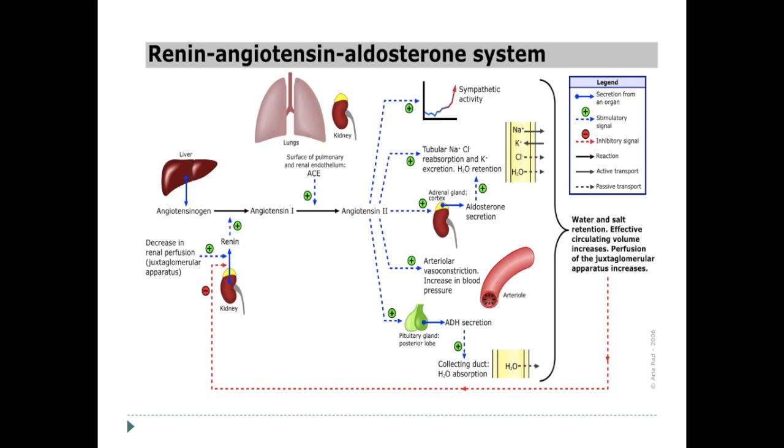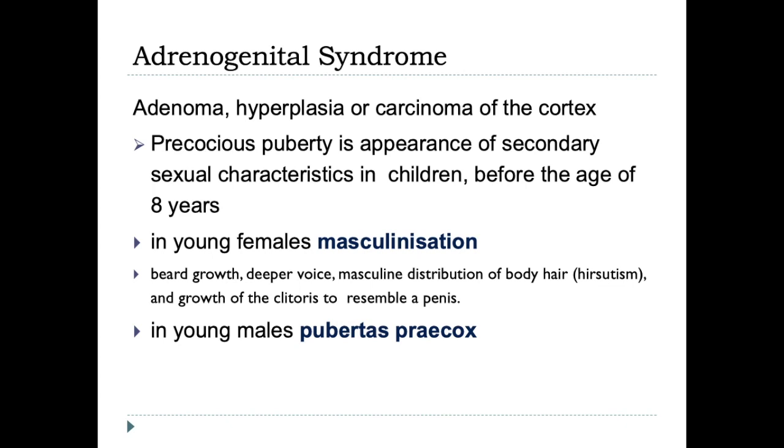And let's move to one more syndrome, which is also associated with hyperfunction of the adrenal cortex, and we know this as adrenogenital syndrome, which is characterized by hyperplasia, or adenoma, or even carcinoma of the adrenal cortex. Usually we have to talk about masculinization among females and pubertas praecox among males. When we discuss the clinical manifestation, firstly and most prominent is the development of precocious puberty and the appearance and presence of secondary sexual characteristics in children before 8 years old.